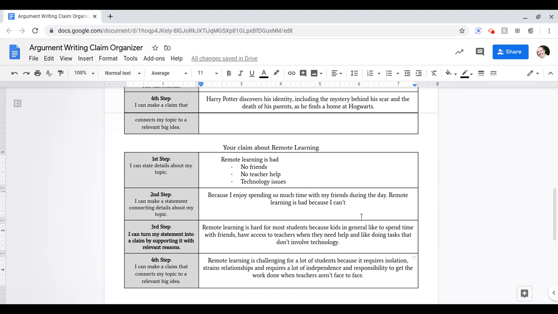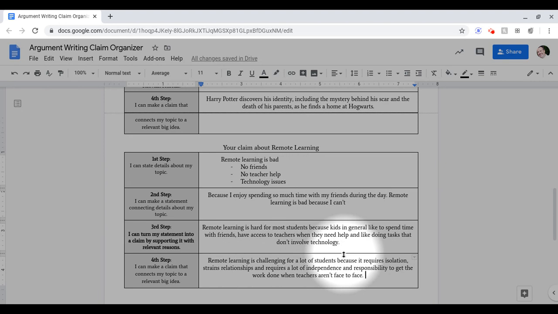But you'll notice here, as we go through reading this 4, it says right here, isolation. And isolation is a big idea. We talk about relationships, and when we talk about straining relationships, it brings in that idea of it's challenging to stay connected to friends. We talk about this idea of independence and responsibility to get work done, which is my fancy way of wording that big idea called necessity of work, right? The work has to get done, even though there's nobody there looking over our shoulder, forcing us to get it done.